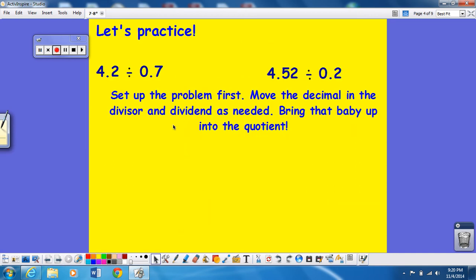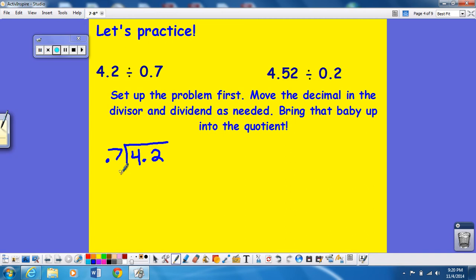So we're going to practice just by me showing you some problems. This first problem is 4.2 divided by 0.7. Remember, we can just pretend like this 0 isn't here. This is just telling us that there's nothing in the ones place. So when we set this problem up, it's 4.2 divided by 0.7. So I'm going to do my 0.7 into 4.2. And when you look at that, that problem reads 4.2 divided by 0.7.